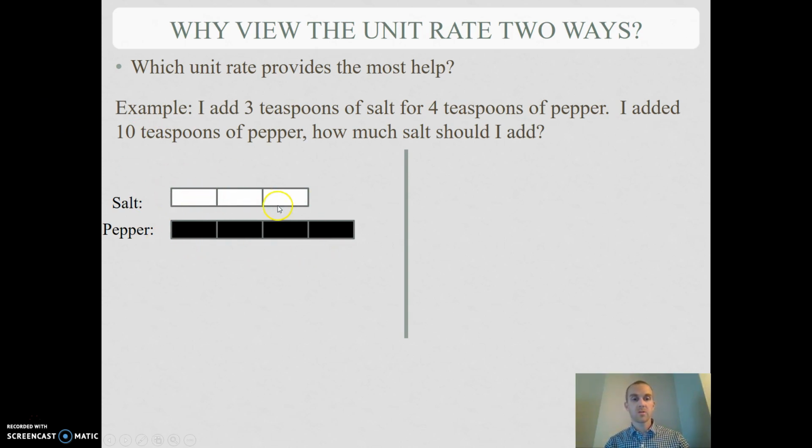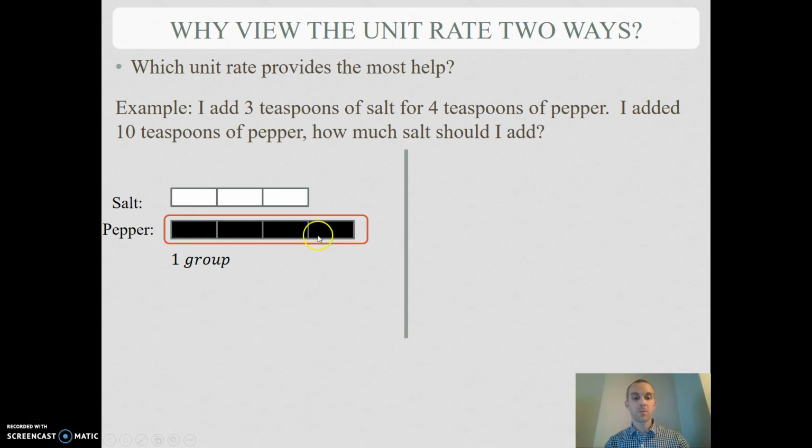Here I've got 3 units of salt, 4 units of pepper. If I want to change this to the idea of a fraction, what I know is I want to say here that maybe that one group is created by what it takes to make the pepper, which is 4 pieces.